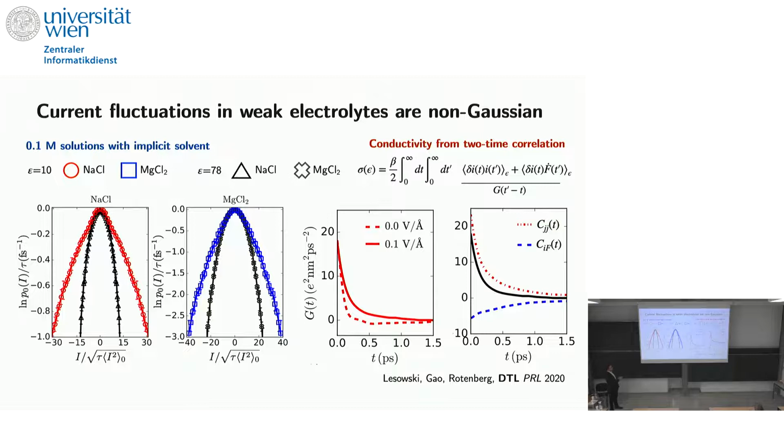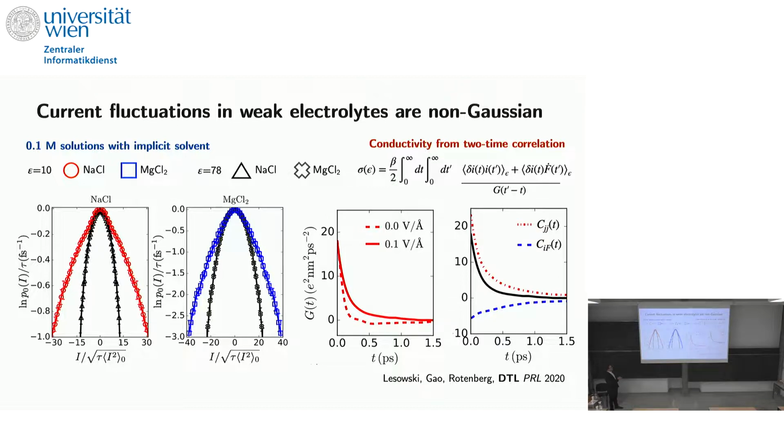Indeed, both are important. So at 0 applied field, this is an equilibrium system. Time reversal symmetry sets that to 0. So I only have to worry about the current-current correlation. Summing those 2 up gives me that dashed curve.